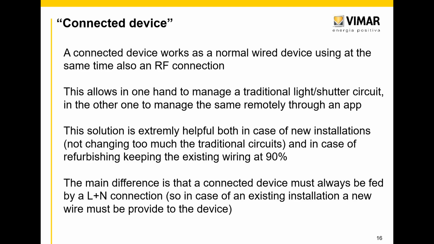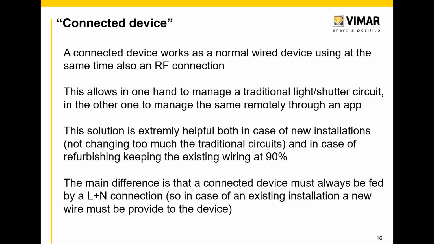When a switch becomes connected, because the word connected is sometimes generic. So basically, a connected device is, in this case, an electronic device that looks like a mechanical switch, but it has a radio RF connection in order to be managed also remotely. The advantage of this solution is that there is no wire, because we are talking about a radio connection for the data transmission among the devices.